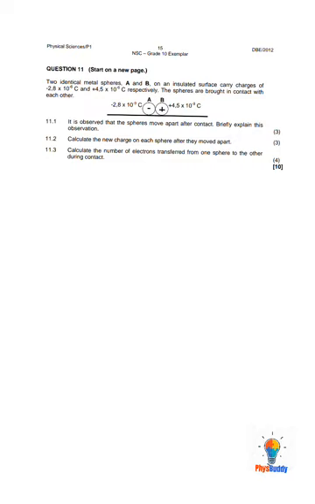We're looking at the grade 10 Exemplar 2012 paper, and it's a question on electrostatics. Two identical metal spheres A and B on an insulated surface carry charges of negative 2.8 times 10 to the minus 6 coulombs and 4.5 times 10 to the minus 6 coulombs respectively. The spheres are brought into contact with each other. It is observed that the spheres move apart after contact.